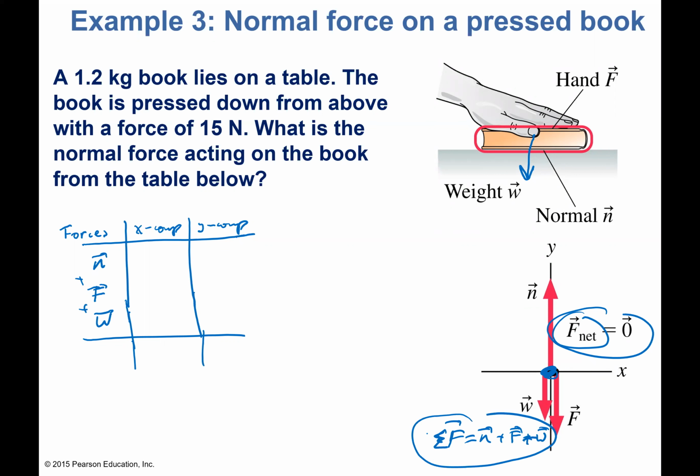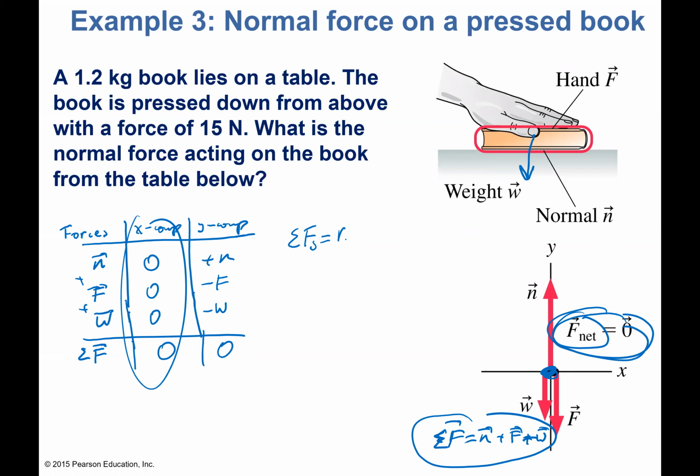But since this is vector format, remember, we don't just add them together, generally. Here's the net force. What I can see is that N has no X component and is in an upward positive direction. F has no X component and is in a downward direction. Weight has no X component and is in a negative Y direction. That means there's nothing in the X direction. But since F net is 0, there's also nothing in the Y direction. So, putting this in an equation, net force in the Y direction, because nothing in X, is normal force minus F minus weight equals 0.